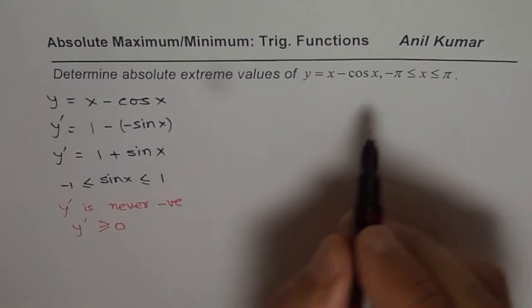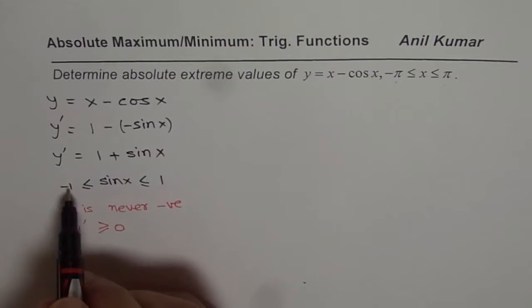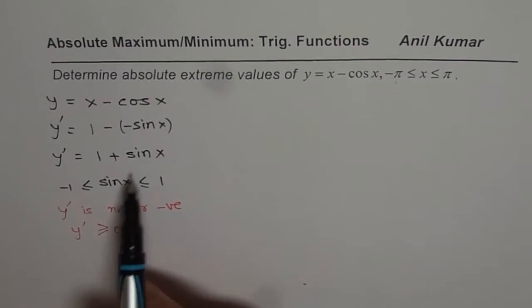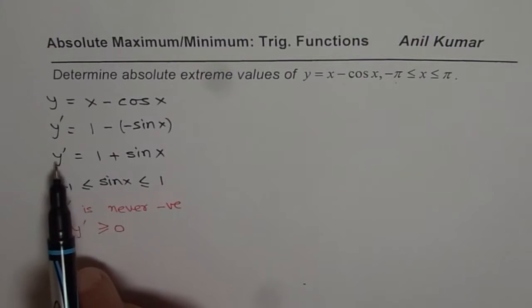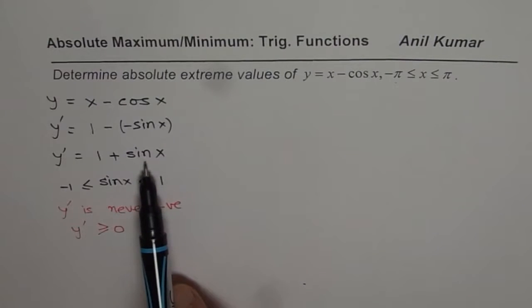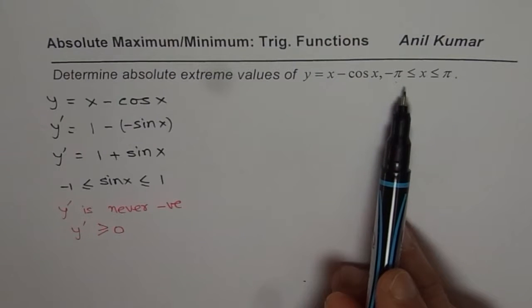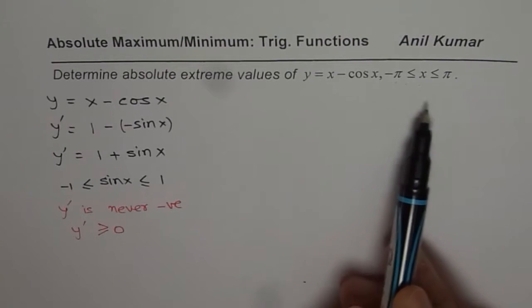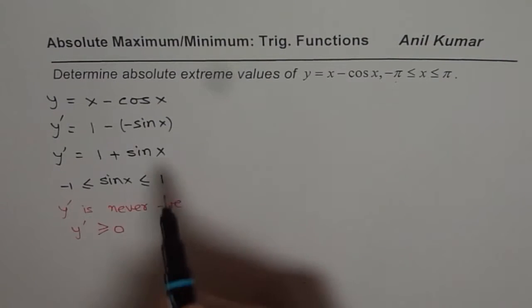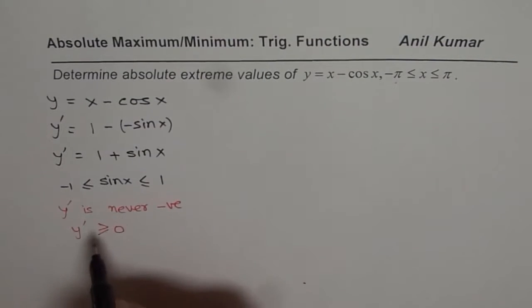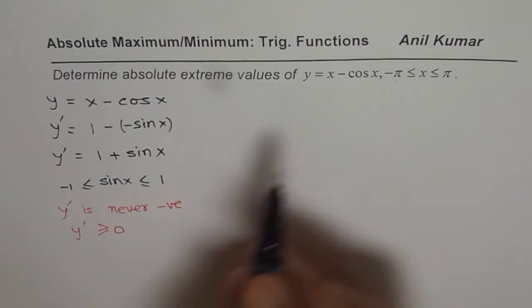Of course it can be 0 at the points where sin x is minus 1. The function sin x is between minus 1 and plus 1, and therefore the derivative is never negative. If it is never negative within the given domain, it means you do not have any local maximum or minimum in between the domain, right? So that clearly indicates that we do not have a local maximum or minimum in between.